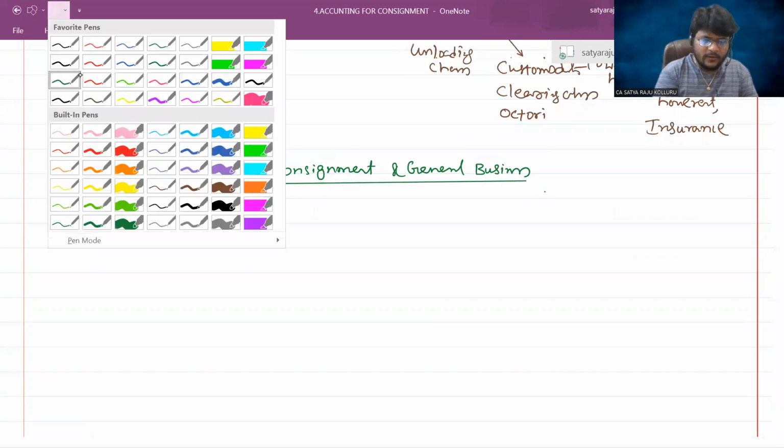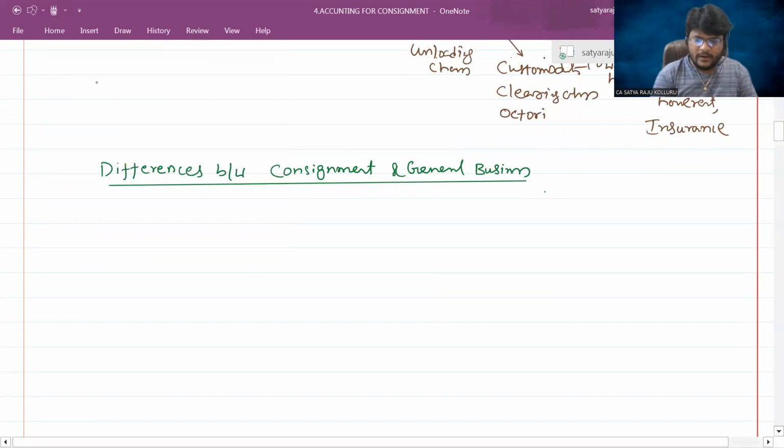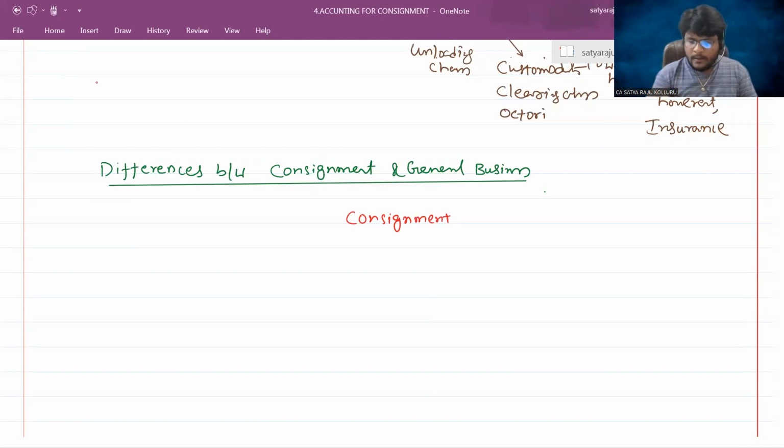Maybe there may be a chance of asking a theory question. That's why I am writing here very few points. Quickly we can finish it. Here it is consignment. Here it is general business.